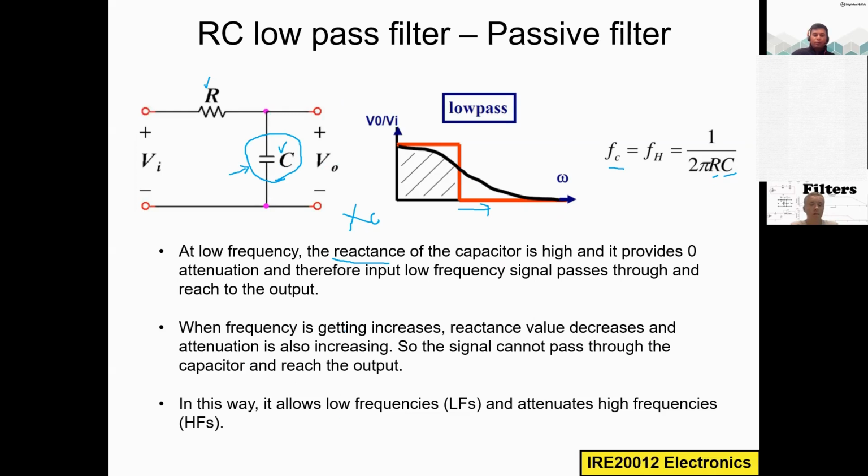So in this way, it allows only low frequencies and attenuates high frequencies. Because at the low frequency, the reactance value is high, it passes the low frequency signal at the output. But at high frequencies, the reactance value is the opposite, so it decreases. It means the attenuation is increasing, so it starts to attenuate the signal. The signal cannot pass through this capacitor and reach the output terminals.